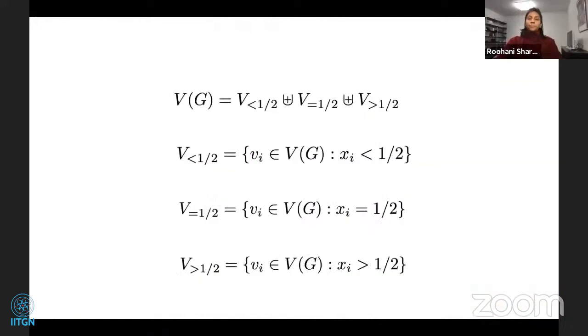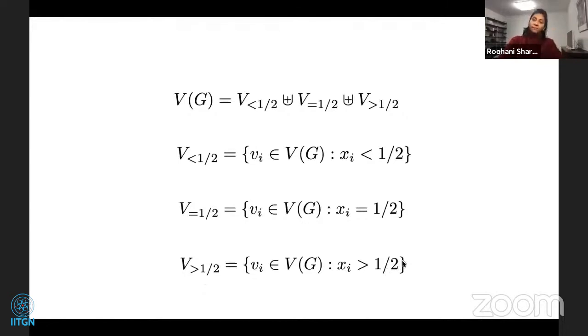So let's begin by first partitioning the vertex set based on the values that the variables for those vertices have gotten. So we'll partition the vertex set into 3 sets: set V strictly less than half, set V equal to half, and set V strictly greater than half. The set V strictly less than half contains all those vertices whose corresponding variables have been assigned value strictly less than half by the LP program. Similarly, we have the set equal to half, and we have a set strictly greater than half.